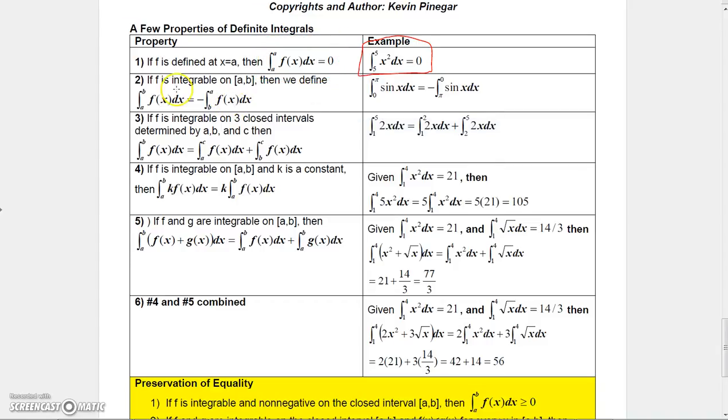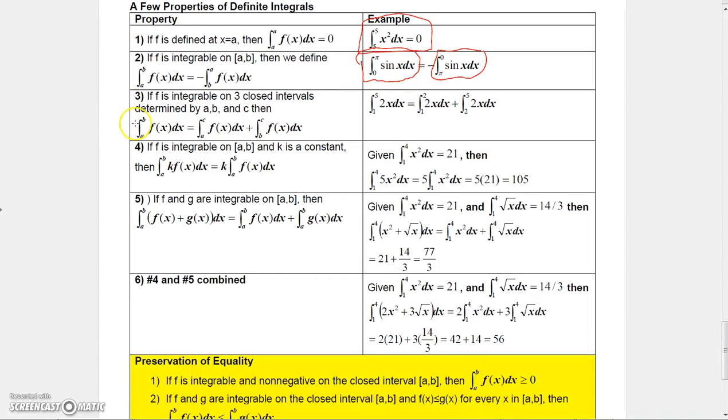Another property here is that the integral from a to b of f of x dx is actually minus the integral from b to a of f of x dx. So if you were to evaluate the integral from 0 to pi of sine x, and you were to evaluate the integral from pi to 0 of sine x, you would find that they're just opposites of one another. So if you reverse the order of integration, all you do is get the opposite sign. So that's an interesting property.